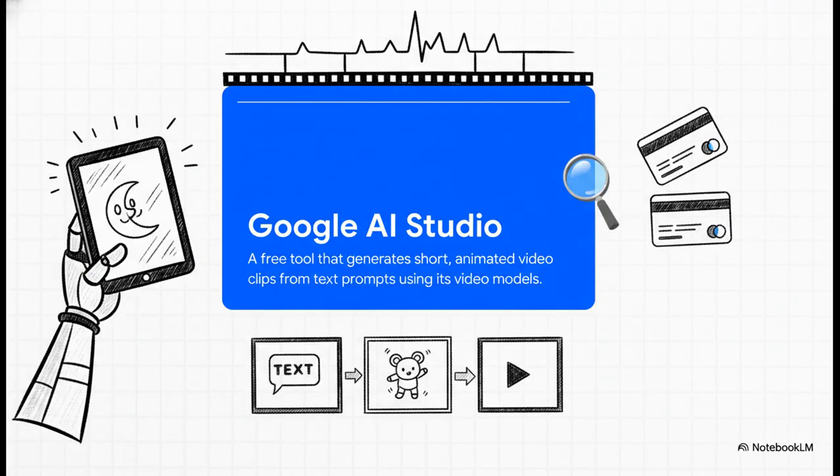For this, we're going to use Google AI Studio and its Imagen 2 model. It is another free tool that specializes in creating these short, high-quality video clips from text prompts. And it even gives you free credits to start, which is often more than enough to create all the clips for your very first project.